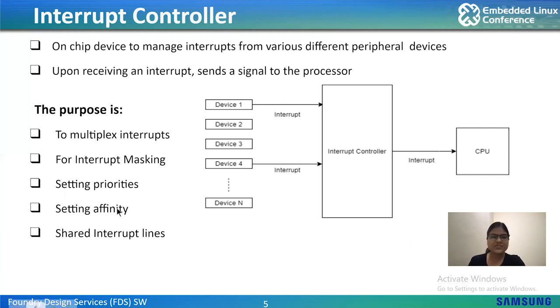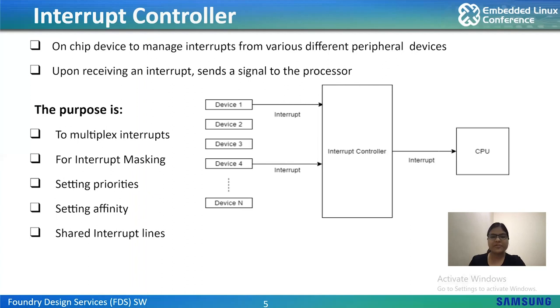For a multi-core system, we can set interrupt affinity as well, which means a particular interrupt with affinity to core 0 will run on core 0 only. As we earlier saw what shared interrupts are, using the interrupt controller we can assign a common interrupt line for multiple hardware devices as well. The interrupt controller also causes a reduction in interrupt latency. This can be done by automatically saving and restoring the register contents, which reduces the delay.